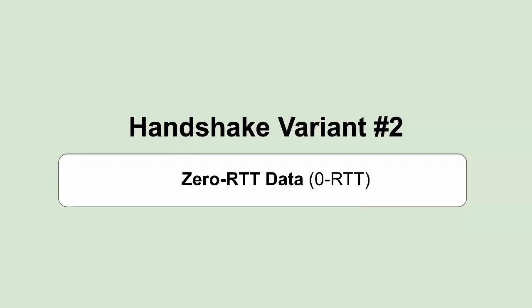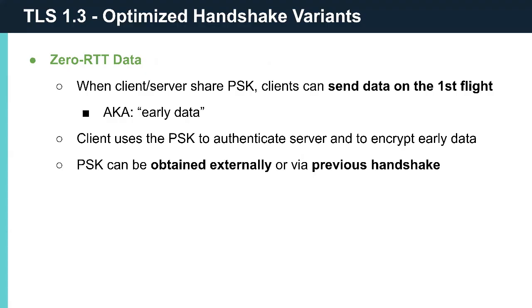So the second handshake variant is the zero RTT data, or zero round trip time. This allows a client to send data on the first flight with the client hello. This data is called early data since it's upfront. The client uses the pre-shared key that it had acquired in a previous session to authenticate the server and encrypt this early data. If you don't do a previous connection, you can also pre-distribute the pre-shared key and obtain it externally.